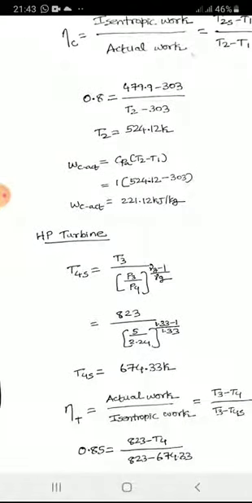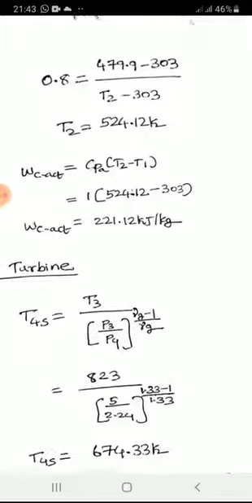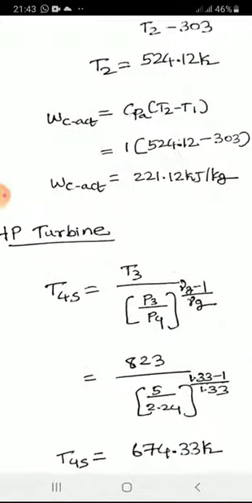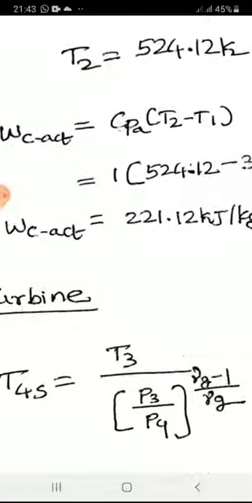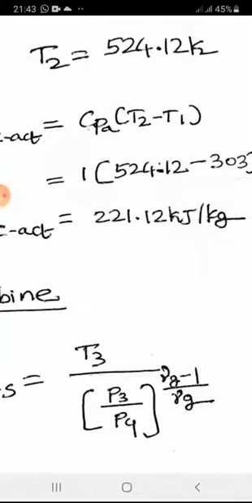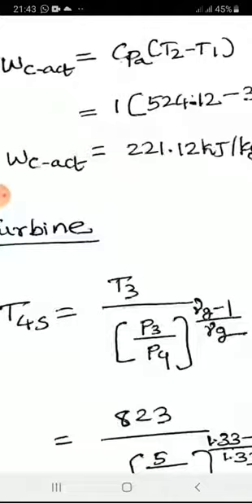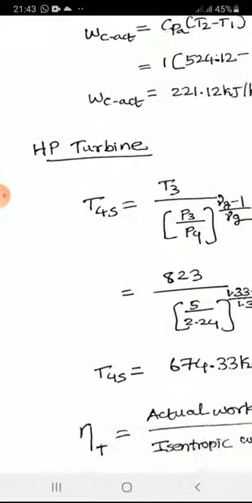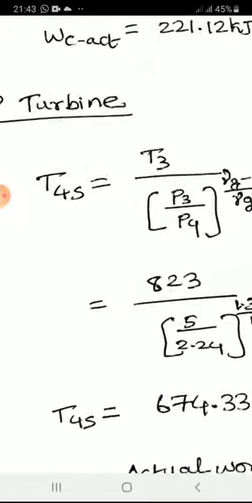the actual temperature after compression as 524.12 Kelvin. So compressor work is Cp for air, as compressor inlet and outlet both contain air. We are using Cp for air into T2 minus T1, which is coming as 221.12 kilojoules per kilogram. Then we are moving on to the high pressure turbine, right?